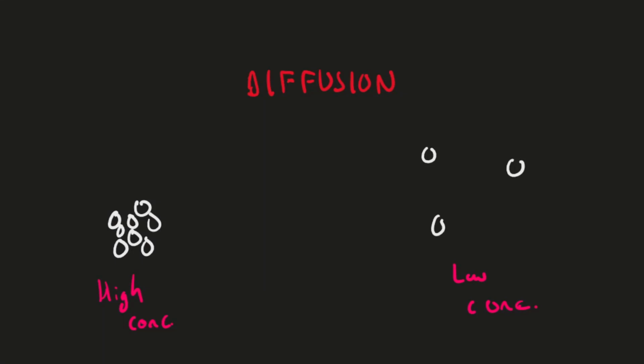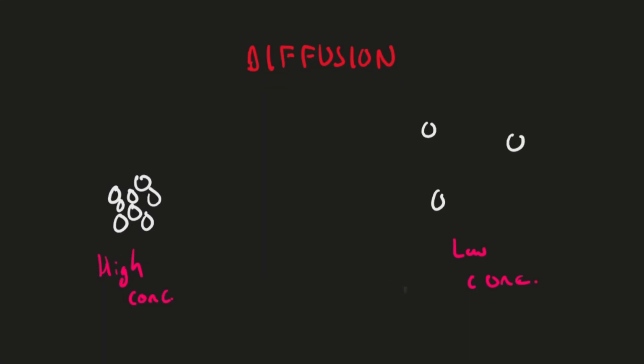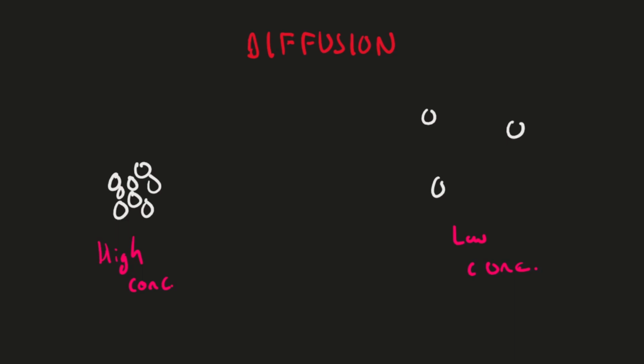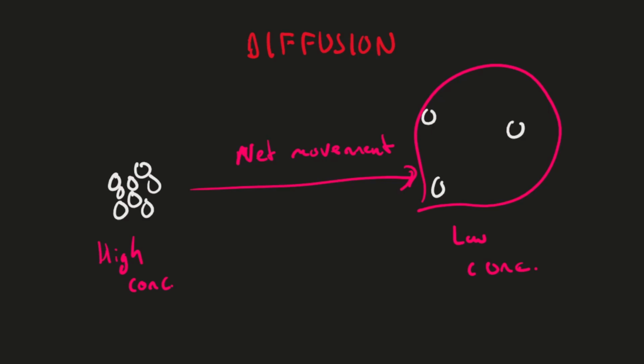So diffusion is one method that substances can move, and essentially what it is, when you have substances in an area of high concentration, they tend to move towards areas of low concentration. So this is the direction of the net movement. Over here you can see we have the particles really close together because there's so many of them in such a small area, and over here the particles are much more spread out because there's much fewer of them in a much larger area.